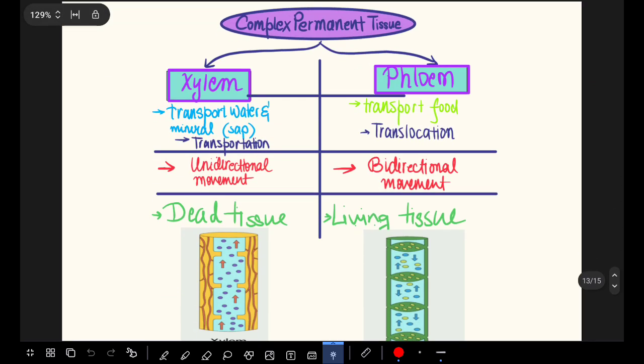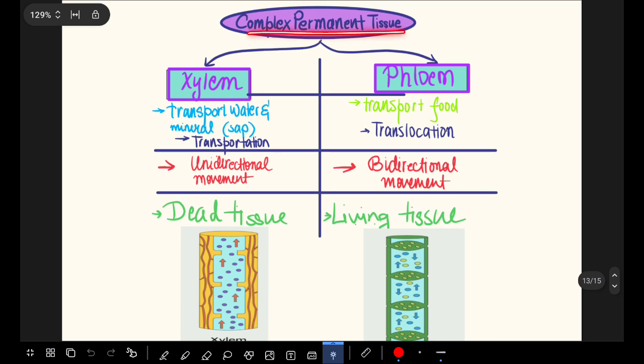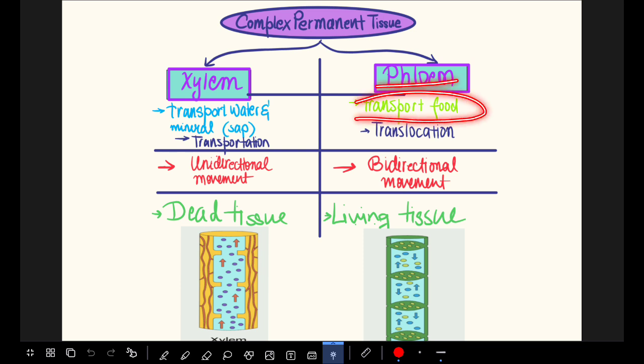Now the second last topic, that is complex permanent tissue. As the name suggests, they are made up of more than one type of cell: xylem and phloem. The difference may be asked. As you have studied in lower classes, xylem helps in the transportation of water, known as ascent of sap. The water containing minerals is known as sap. So the xylem's main function is transport of water and minerals, that is sap. And phloem helps in the translocation of food, and the process is known as translocation.